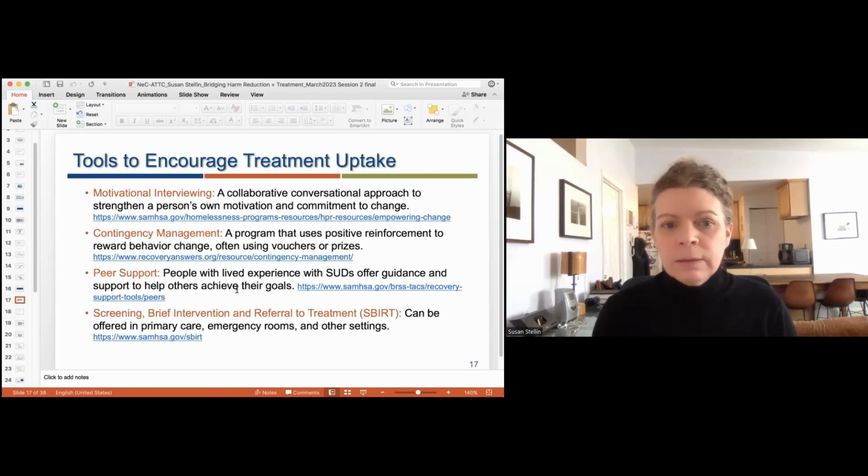Peer support. We've talked about people with lived experience with SUDs, often incarceration and mental health disorders, offering guidance and support to help others achieve their goals. And then screening, brief intervention, and referral to treatment. That's a practice typically found in primary care or emergency rooms or other healthcare settings, where this is a brief intervention to identify and encourage people to access treatment for substance use.